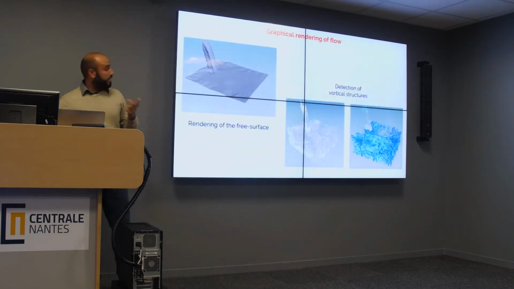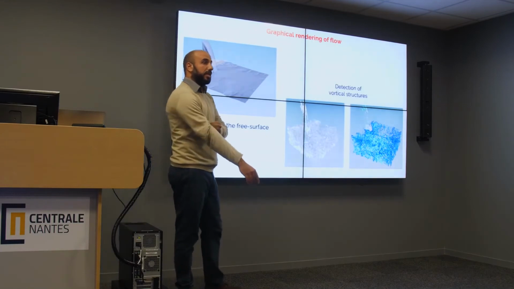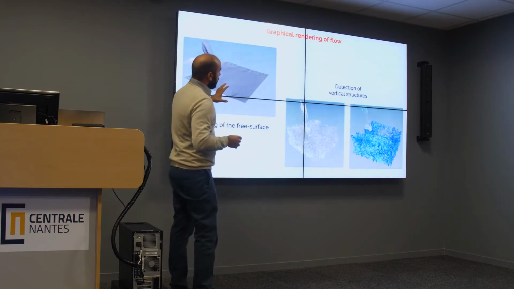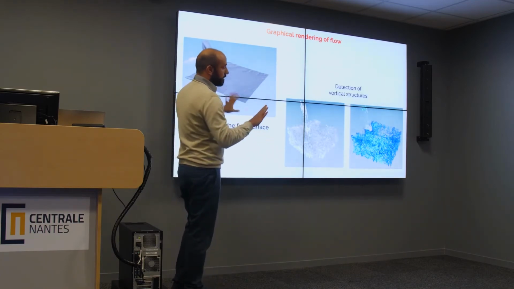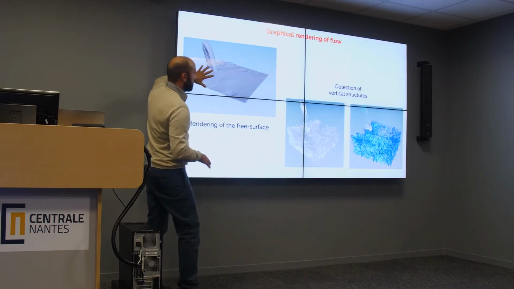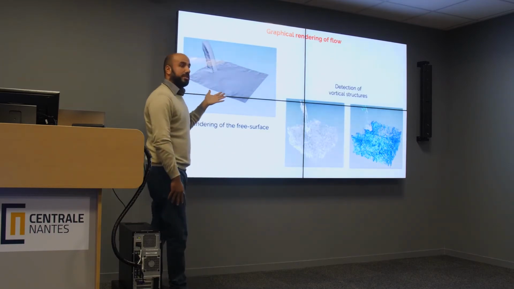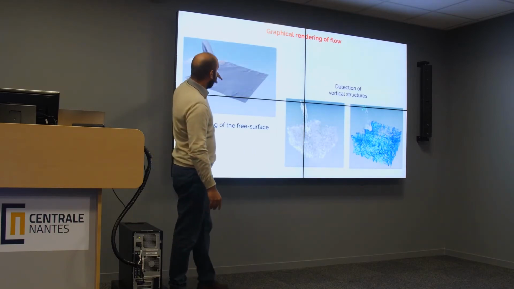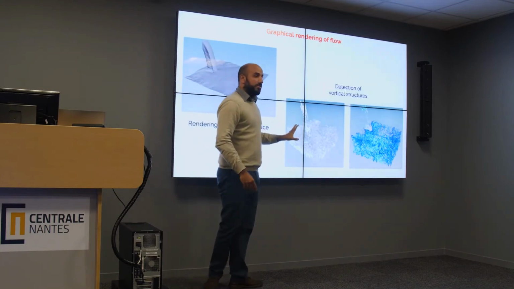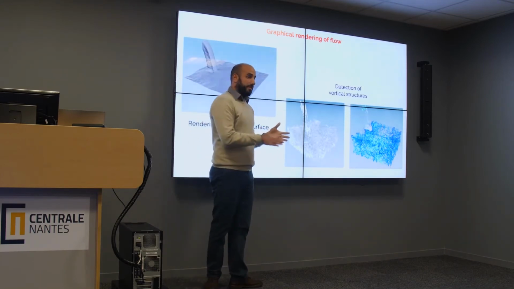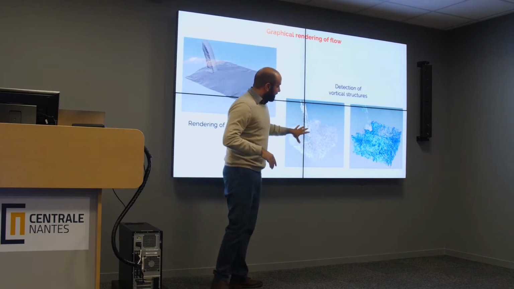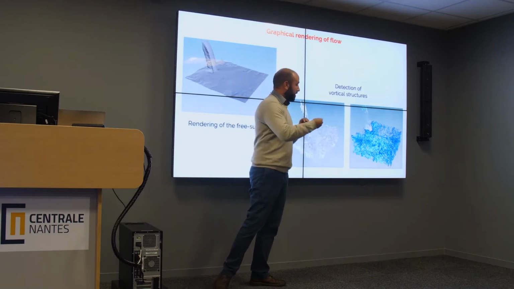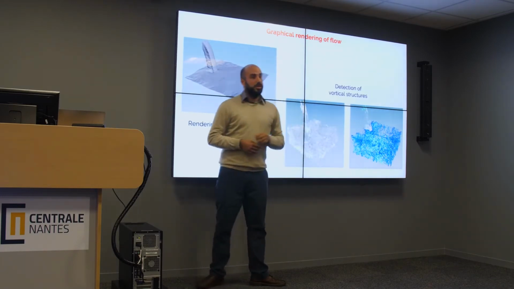So what we did, we asked our colleague, who is a graphics professional, to help us. We split the problem in two parts. One was the rendering of the free surface, to have a better visualization of the free surface and see the perturbation, even locally. And the other part was the visualization of the vortex structures underneath the free surface. And in this case, we tried different techniques to detect the vortex tubes that are generated during the water entrainment.